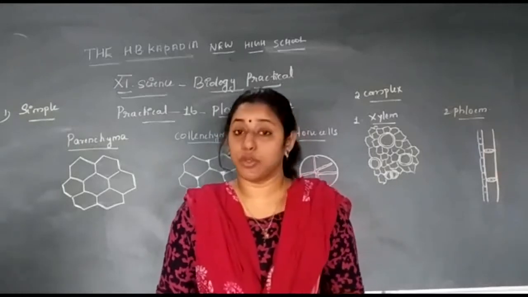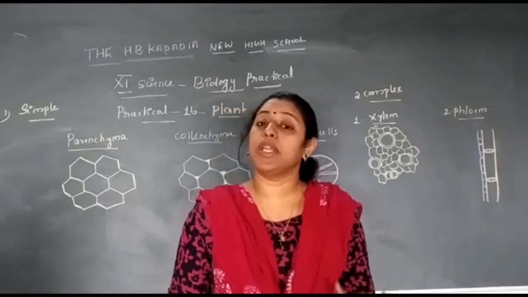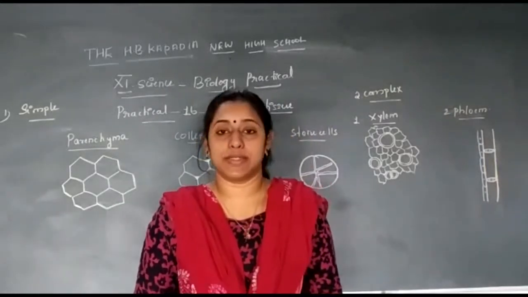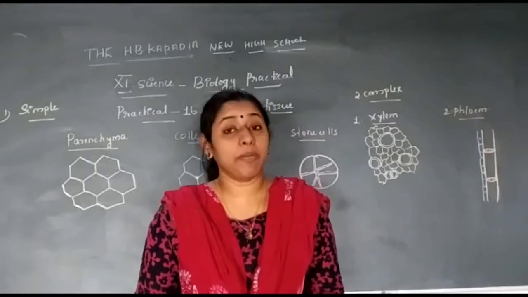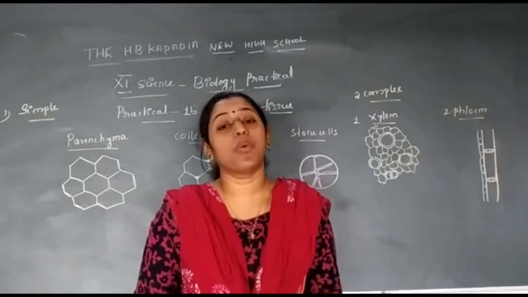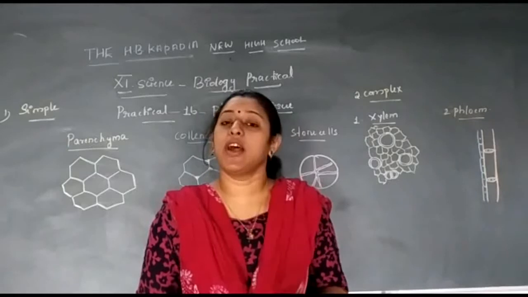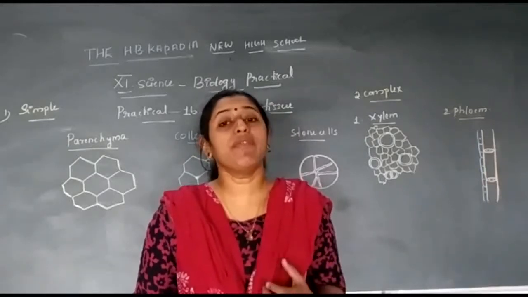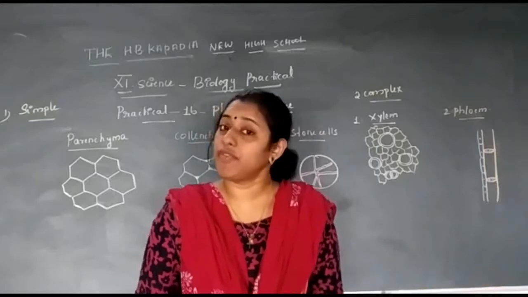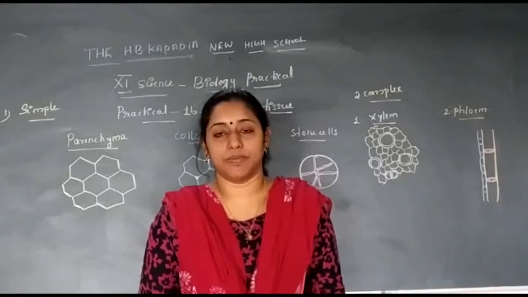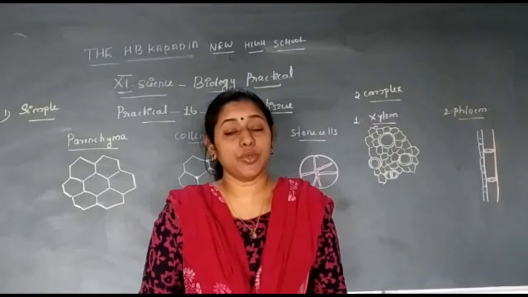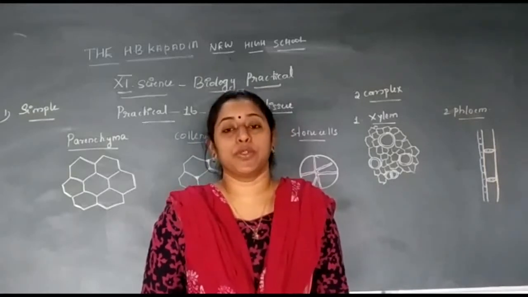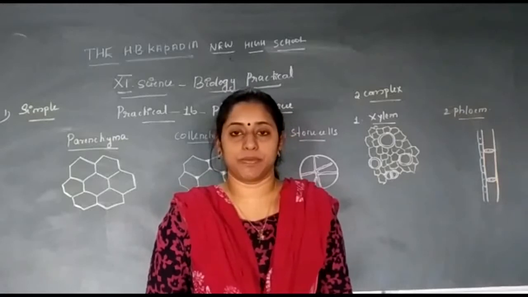Meristematic tissues are those tissues which are undergoing active division and are capable of forming new cells. Whereas permanent tissues are not undergoing any division and are fully differentiated. So today we will learn about the different types of permanent tissue. Permanent tissue is further divided into simple permanent tissue and also complex permanent tissue.